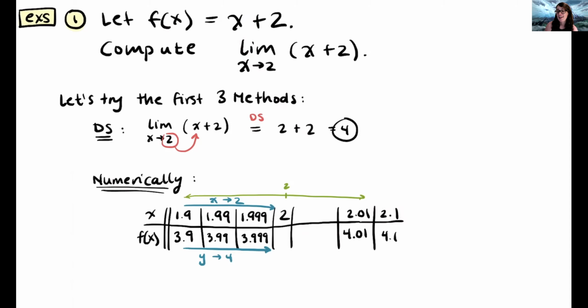And a number yet even closer to 2 than 2.01 might be 2.001. And of course, if we plug that into f of x, we'll get 4.001. I'm just going to erase my number line here.